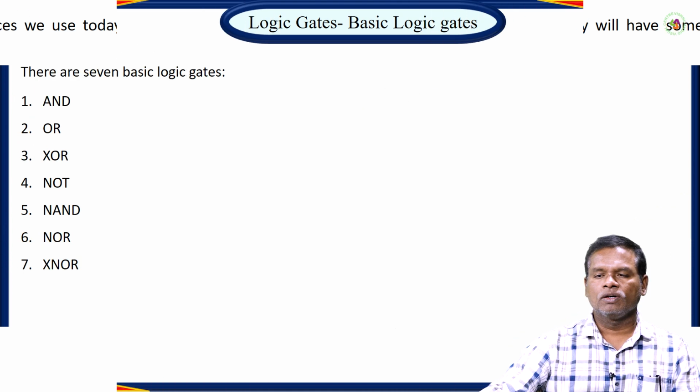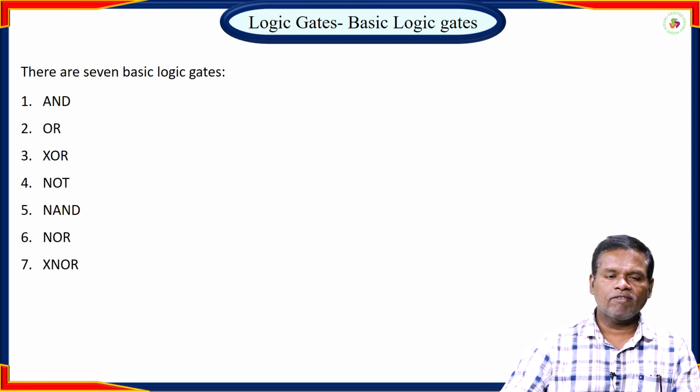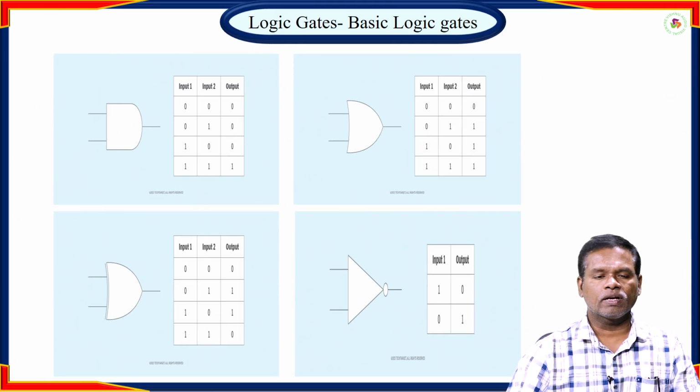Coming to the types of logic gates, the basic logic gates are only three, that is AND, OR, NOT gate, but overall there are 7 logic gates. In addition to AND, OR, NOT, we have NAND, NOR, XOR and XNOR. So let us see what these gates are, how they perform their operations and how to represent them.